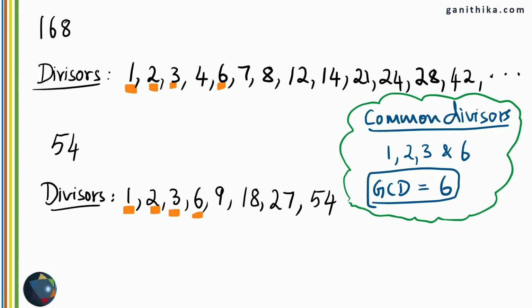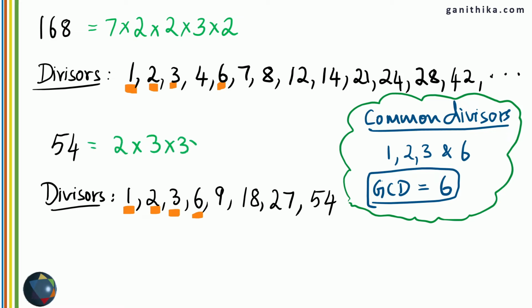Now let's try to do this with the factorization method, the prime factor method. Prime factoring 168: 7 times 2 times 2 times 3 times 2. You could have written this in any other way. You could have started with 2 times 2 times 2 times 3 times 7. But as long as you have all these 5 numbers as prime factors, that's fine.